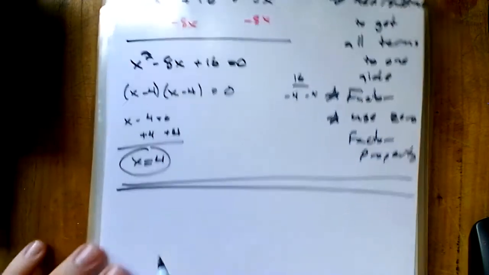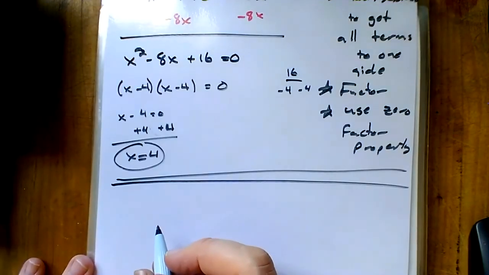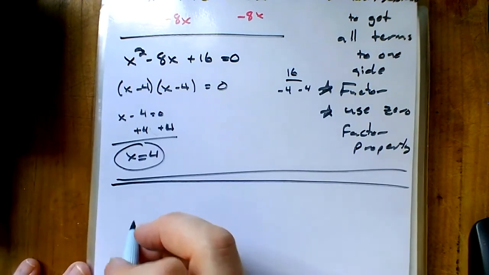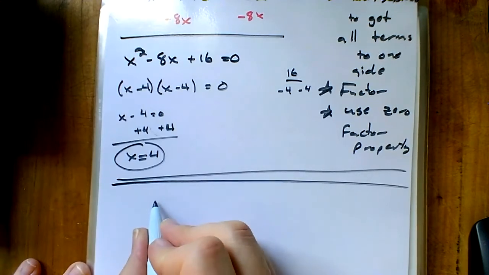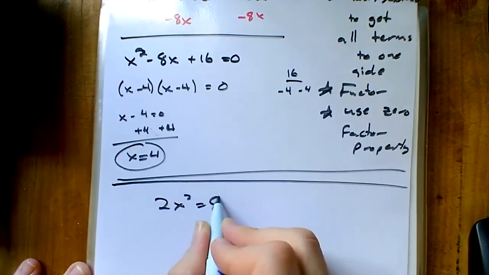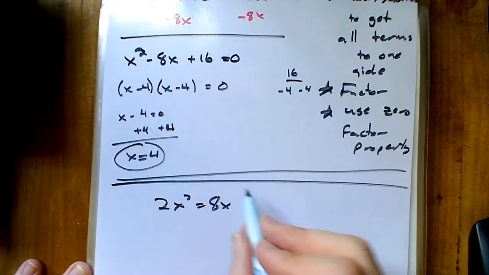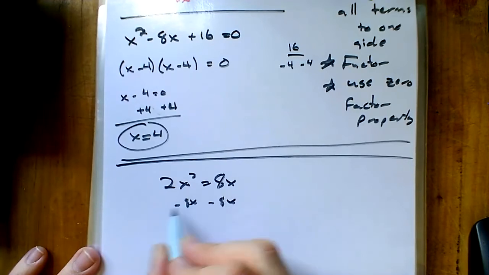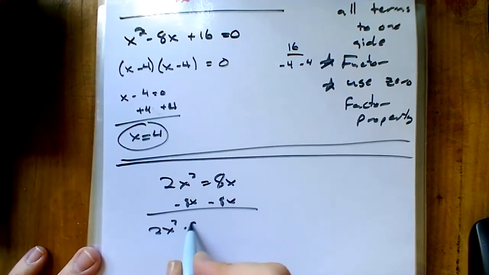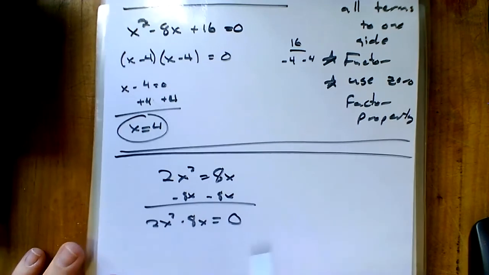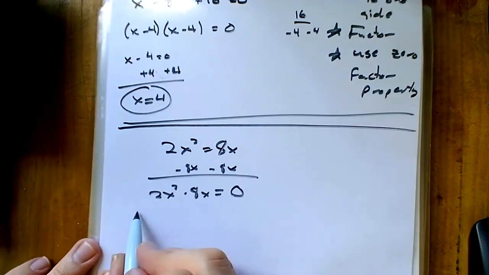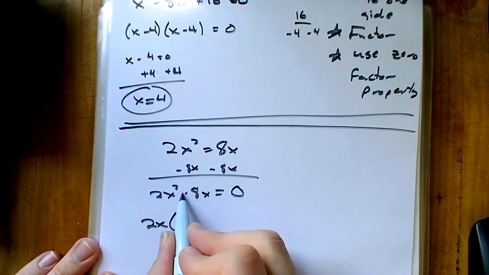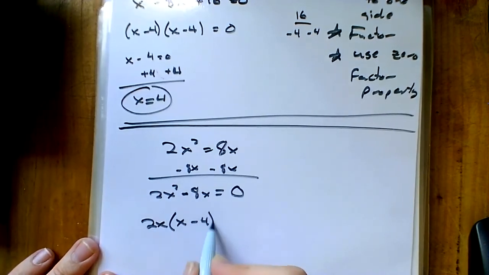Some other things to note is, say I've got something a little bit different. Say I've got like 2x squared is equal to 8x. What we're going to do, still need to move all our terms to one side. 2x squared minus 8x. And something else to keep your eye out for is your greatest common factor. So I could take out a 2x, and that'll be x minus 4.